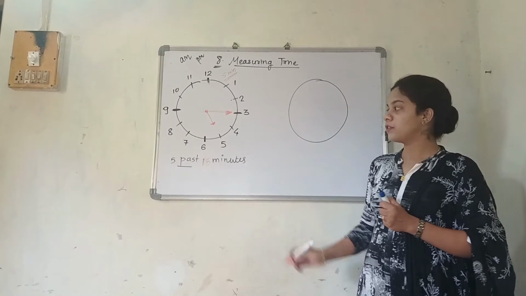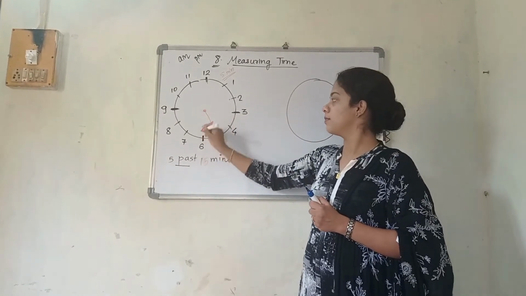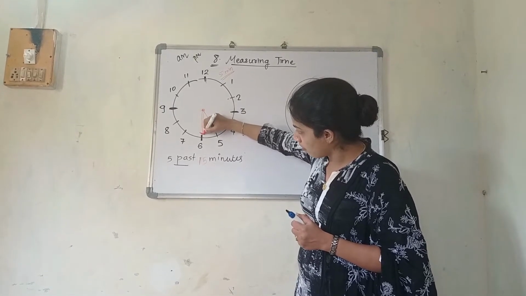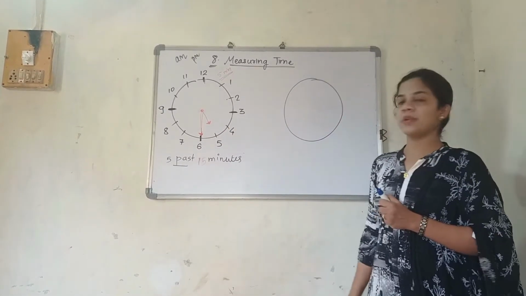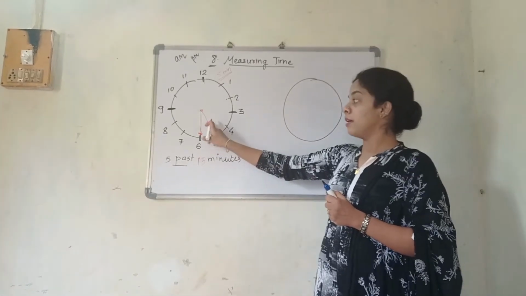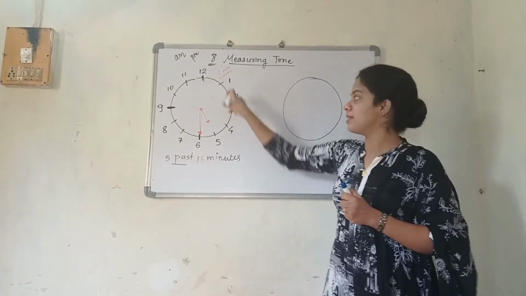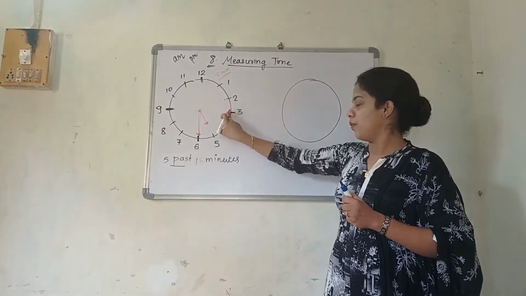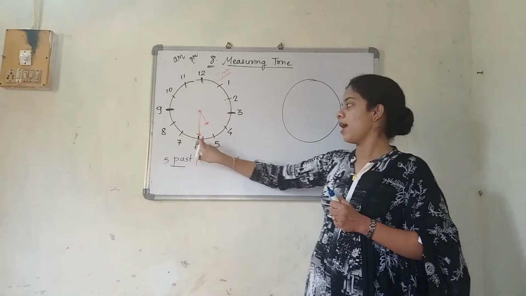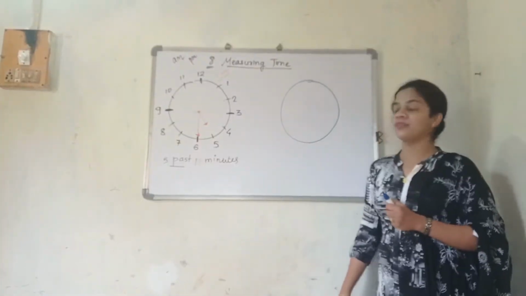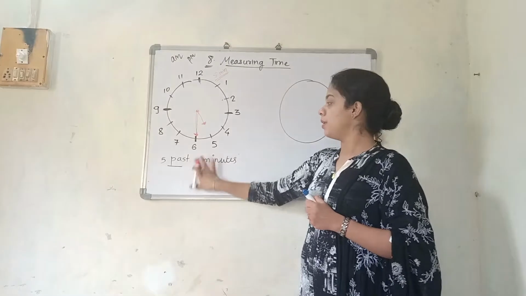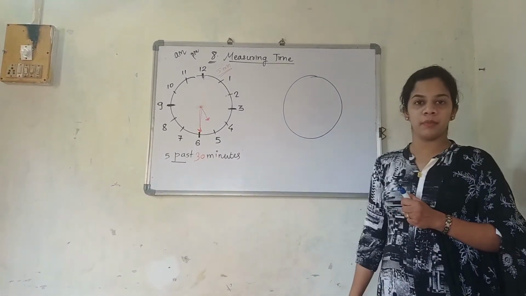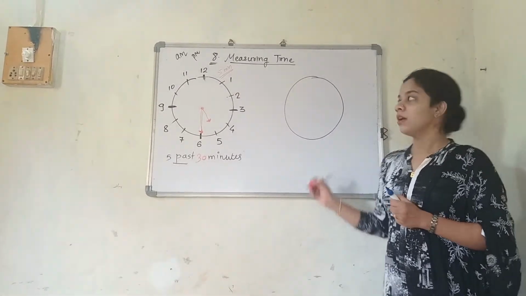If suppose this was present here, it has already gone up, 5 already done. So how many minutes have been covered? Now just see, it started from here: 5, 10, 15, 20, 25 and 30. So the time is 5 past how many minutes? 30 minutes. So now we are going to see a few timings.